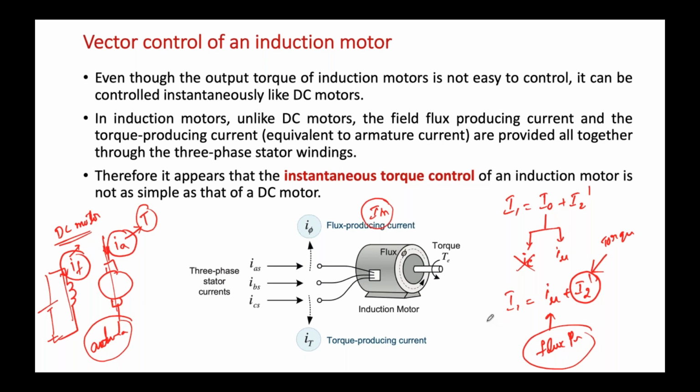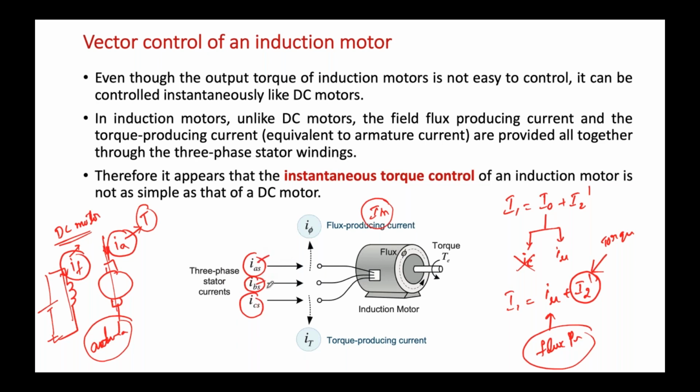So if you take the input currents to the three-phase induction machine, IAS, IBS, ICS, each of them, for example IAS, inherently has two components: a flux producing component as well as a torque producing component.